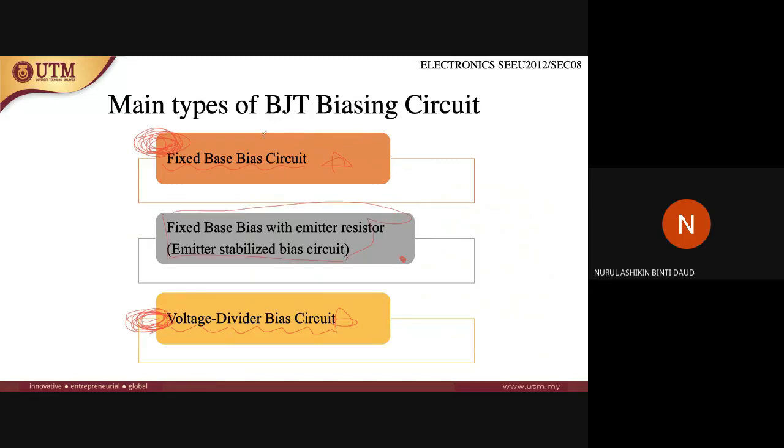So the explanation of these circuits will be in the next class, I guess, because including the analysis of the circuit in this class would be very confusing. We cannot focus anymore then.